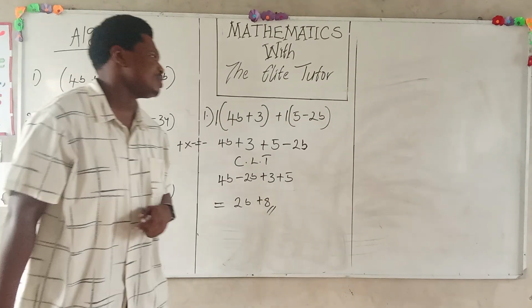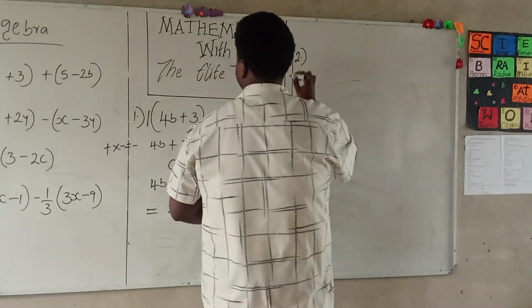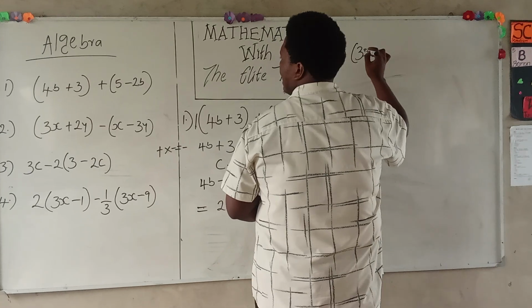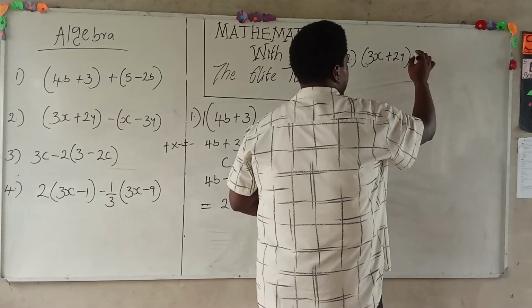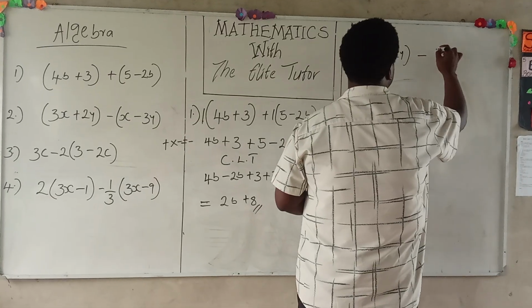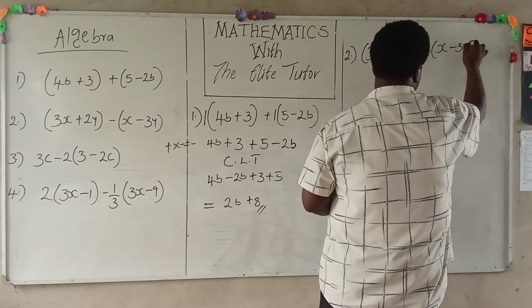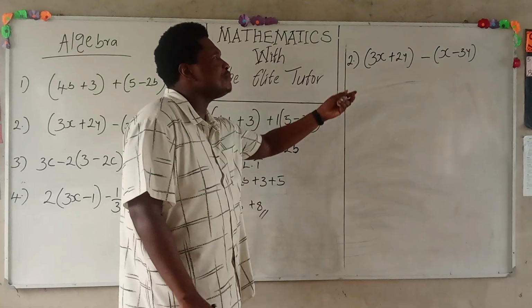Now let's look at the second question. The second question: we have all bracket 3x plus 2y minus all bracket x minus 3y. Now the first thing we are going to do, we are going to open this bracket.